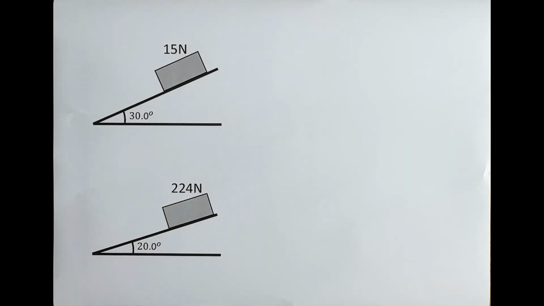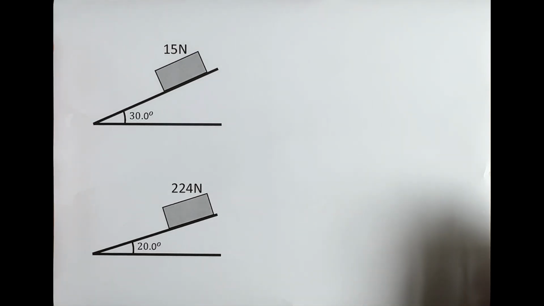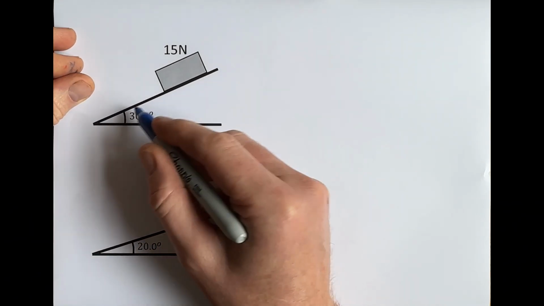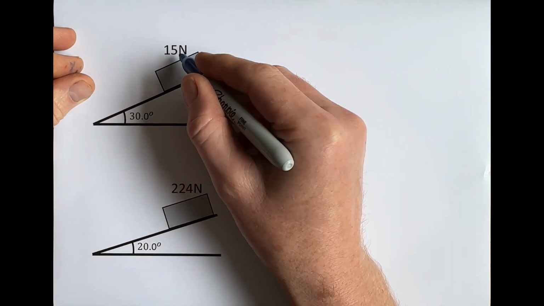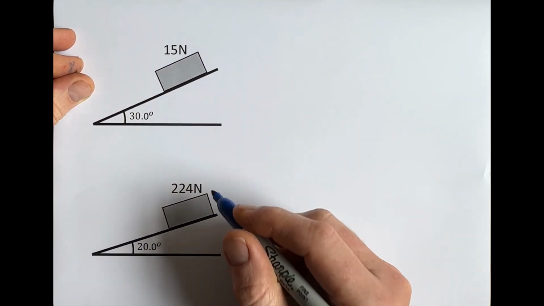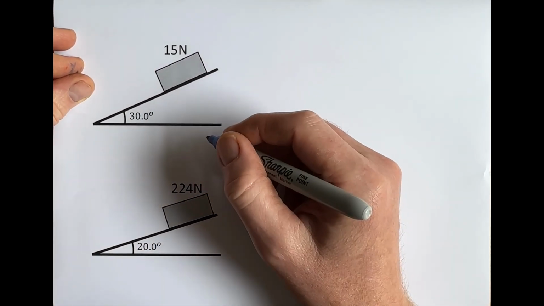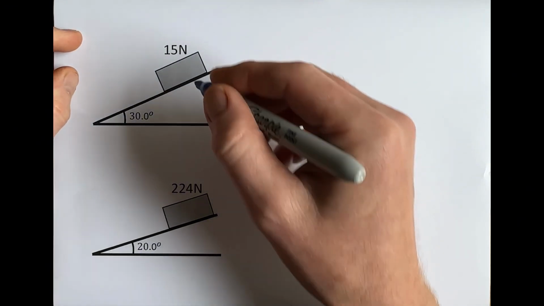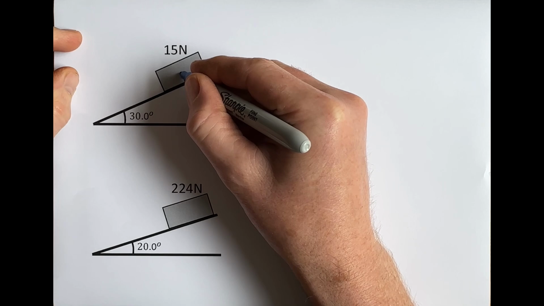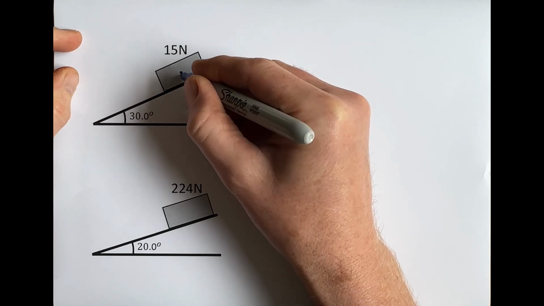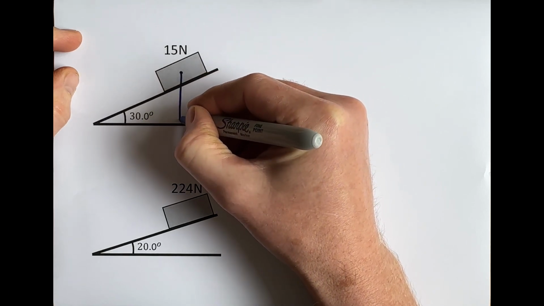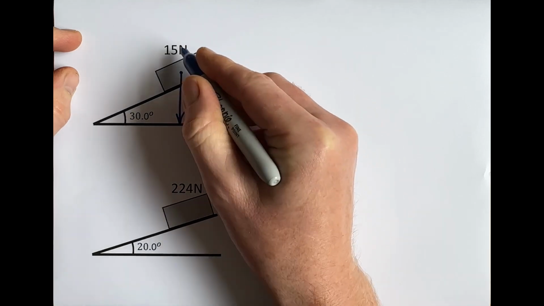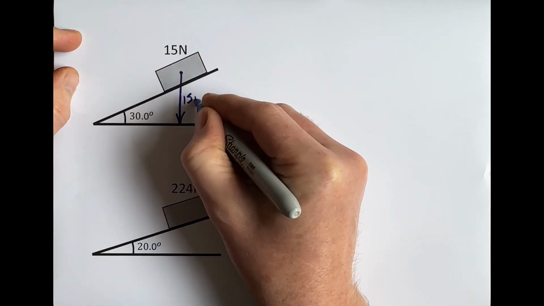So here we have a couple of objects on slopes, and you can see that the slope has an angle. We've got the weight of the object, and we're going to try and do some vector analysis of these. The first thing to say is that the weight of this object is going to act from the center of the object, and it's going to act vertically downwards, and we know that that's 15 newtons.